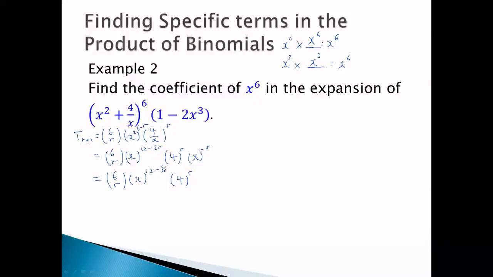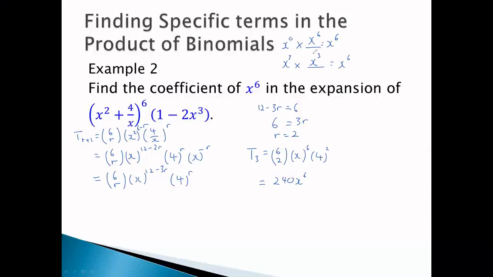So let's take our 12 minus 3r. Let's do the first one, equals to 6. 3r equals 12 minus 6 equals 6. r equals 2. So let's find our r plus 1, the third term: 6 choose 2, x to the power 12 minus 6 is 6, which is correct. That's what we want to find. And 4 squared. So let's use our calculator to evaluate this. 6 choose 2 times 16 is actually 240 x to the power 6.